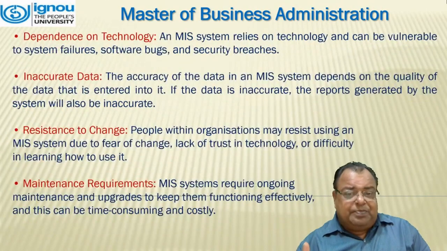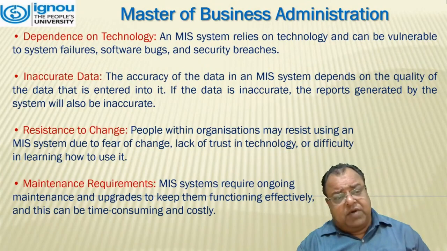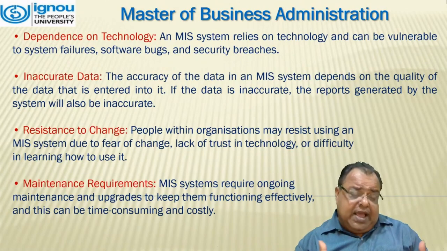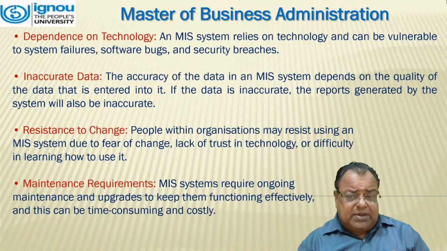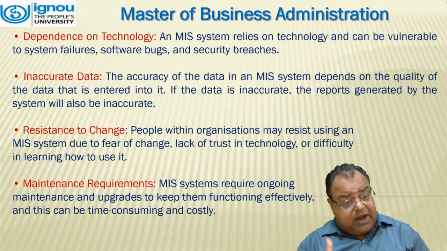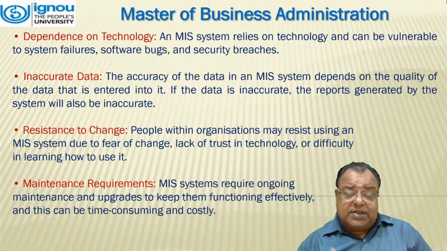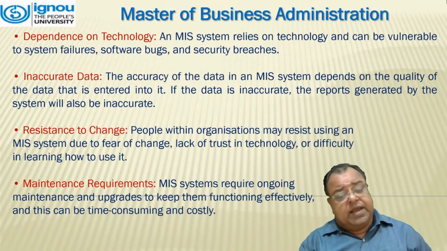Dependence on technology. An MIS system relies on technology and can be vulnerable to system failures, software bugs, and security breaches. Inaccurate data. The accuracy of the data in an MIS system depends on the quality of the data that has been entered into it, as data entry is a manual process. If the data is inaccurate, the reports generated by the system will also be inaccurate.